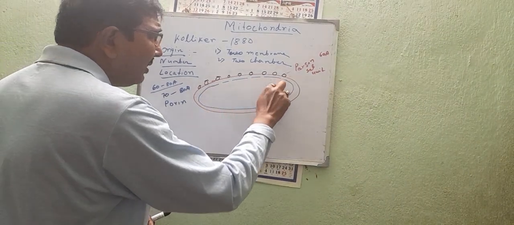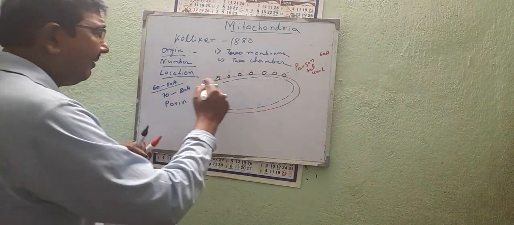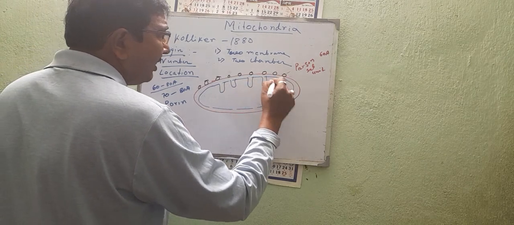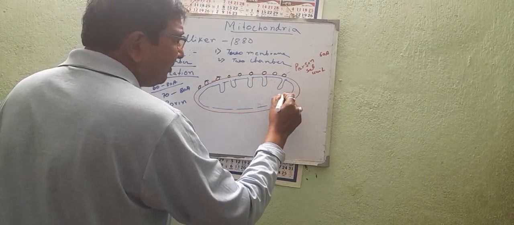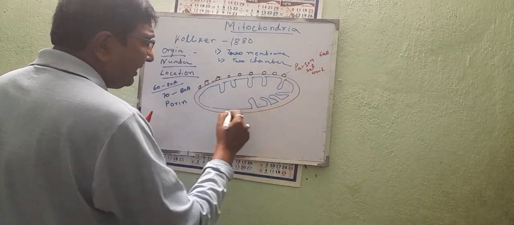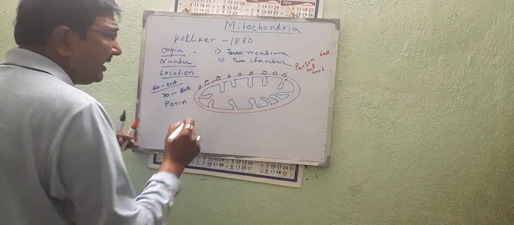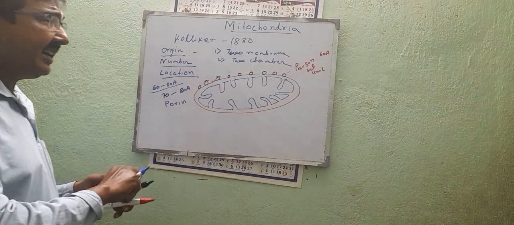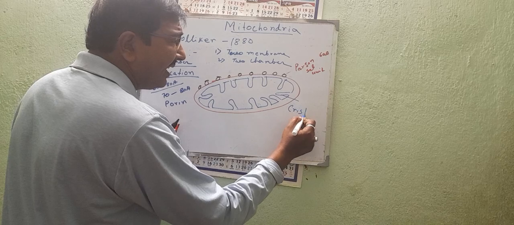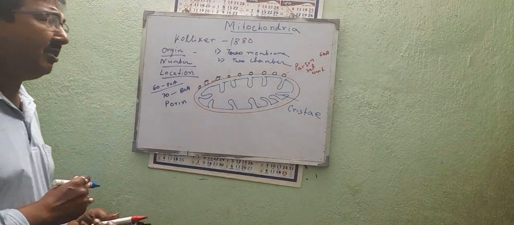And the inner membrane is folded and forms finger-like projections. Why folded? Because it helps to increase the surface area. This folded part is called cristae. Very important: the folded part is called cristae.